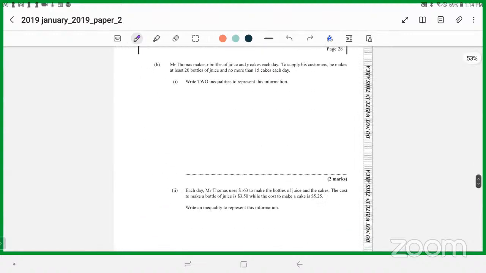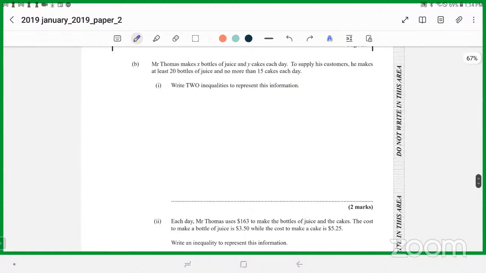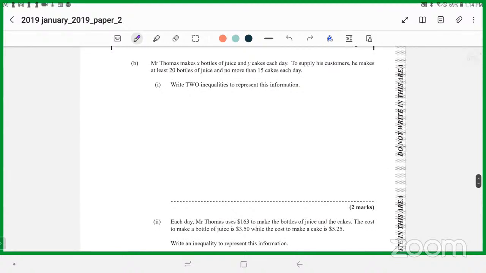Our next part says, Mr. Thomas makes X bottles of juice and Y cakes each day. To supply his customers, he makes at least 20 bottles. At least 20 bottles means 20 bottles or more. Remember, X is the number of bottles. He makes at least 20. So right away, you say X has to be greater than or equal to 20 based on that statement.